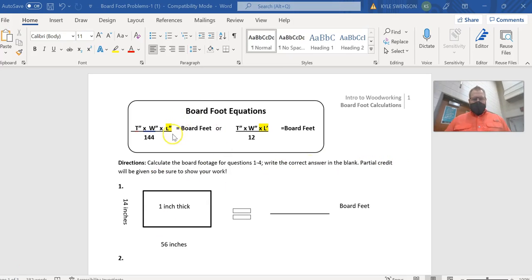The biggest difference in these two equations is that one of them has the length listed in inches, and we divide it by 144. One has the length listed in feet, and so we only divide by 12.